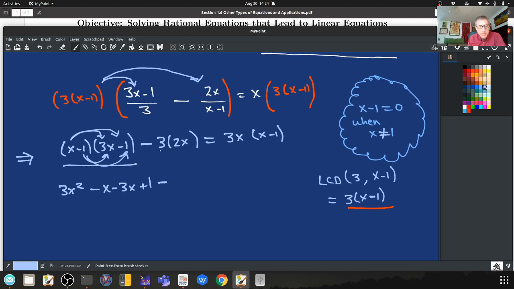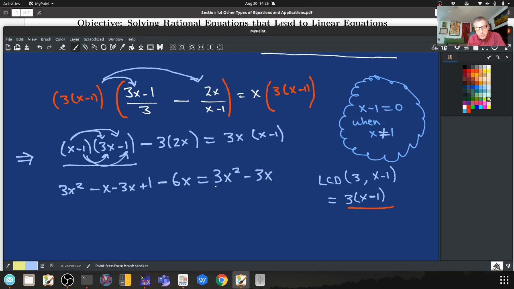And this is going to be minus 3 times 2x is minus 6x. And this is going to be 3x times x is 3x squared. And 3x times minus 1 is minus 3x. Now here is a good time to kind of stop and look.